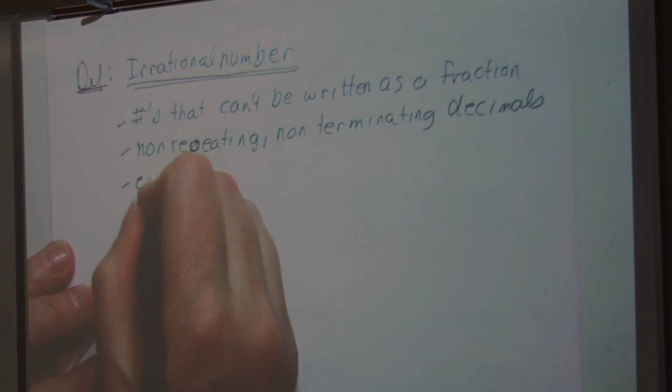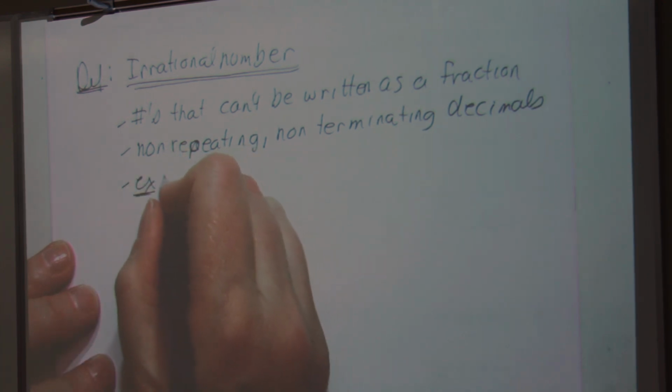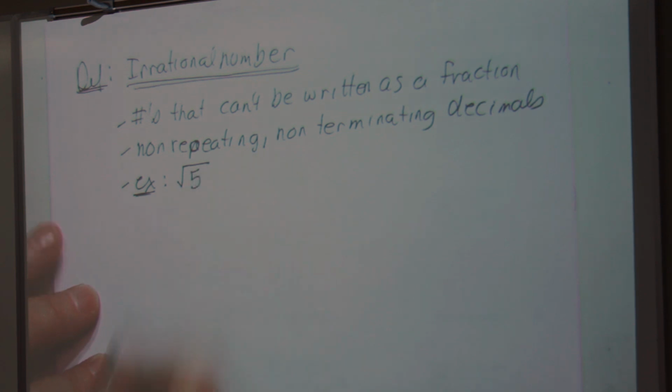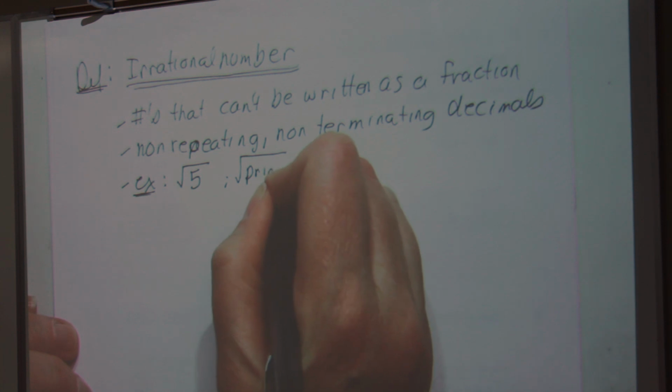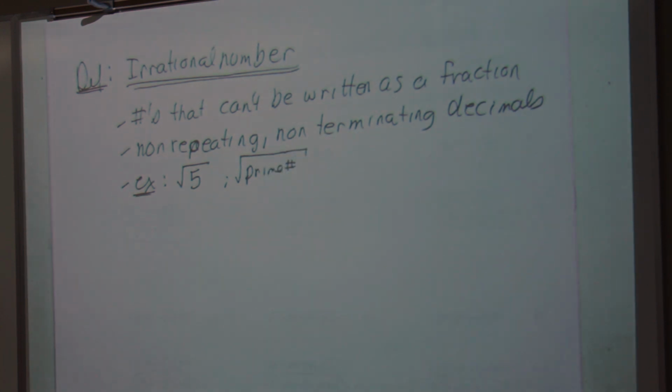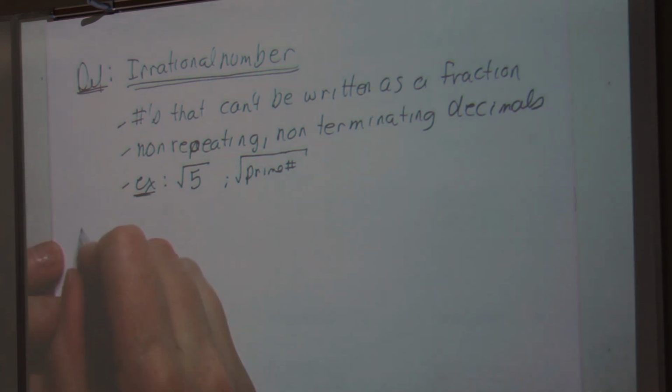But for the purposes of our class, we're going to be talking about stuff like the square root of 5. This is an example of an irrational number in this section of radicals. Anytime you have the square root of a prime number, it's going to end up being an irrational number. That's what we're talking about today. That's pretty much all there is to this one.